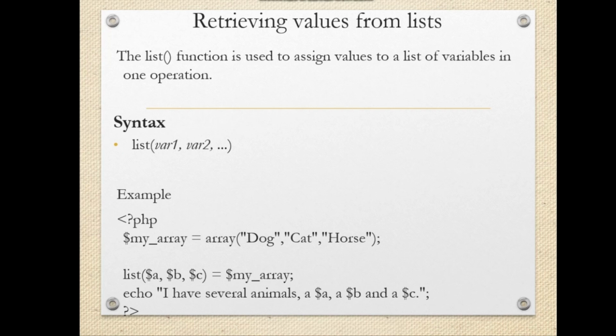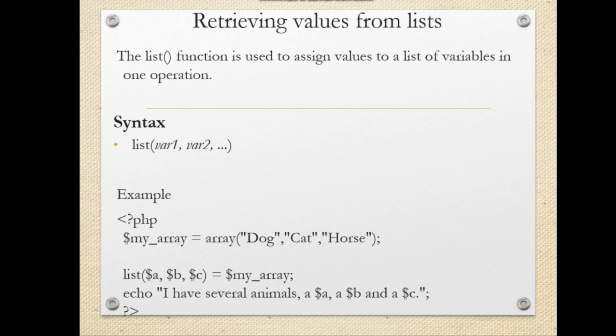Simply I am just printing echo. I have several animals like a dog, a cat and horse, that is $a, $b and $c. Automatically when you are storing this thing in your list function, it will fetch your array values. So the output will be, I have several animals, a dog, a cat and a horse.